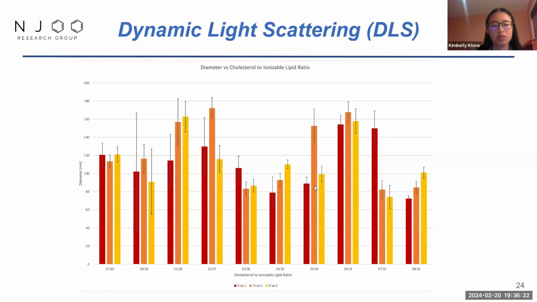So what we're hoping to do is work with calibrating the DLS a little more, or we could also opt for using a standard curve with beads that have known diameter size. But that's what we're looking forward to in the future.